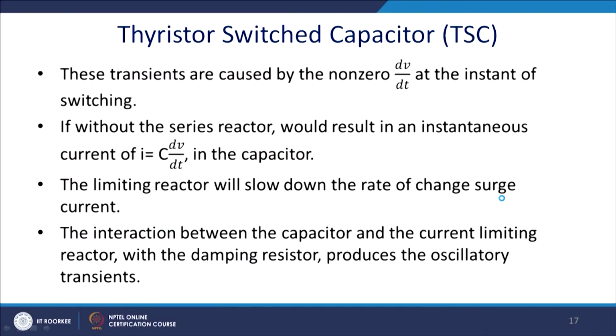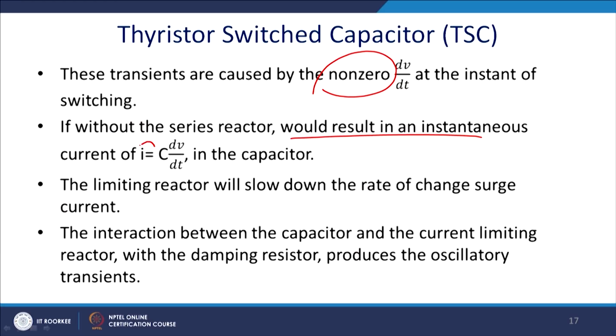Considering those things, we require to see a few aspects. These transients are caused by non-zero dV/dt. Please understand that non-zero dV/dt at the instant of the switching. If voltage or current either is 0, there is no problem. Without a series reactor, the instantaneous current value would be I equal to C dV/dt of the capacitor.